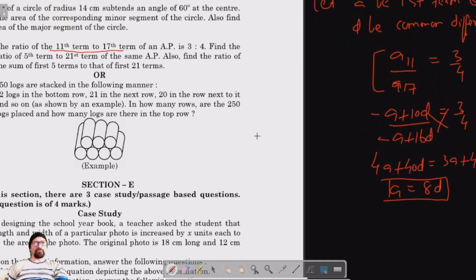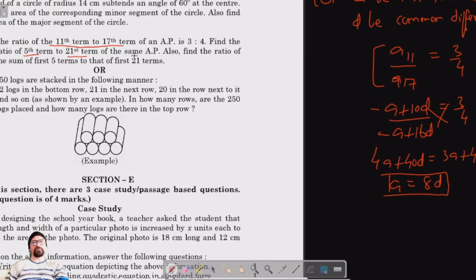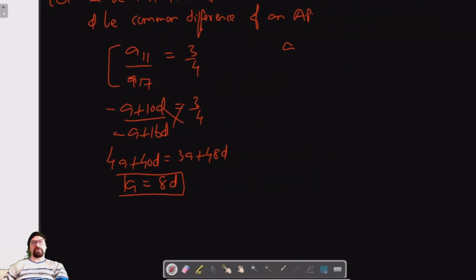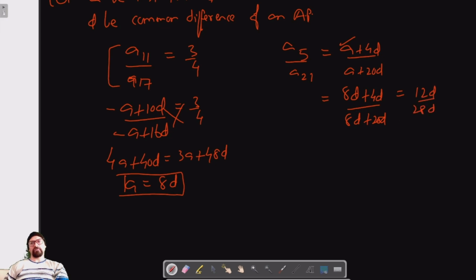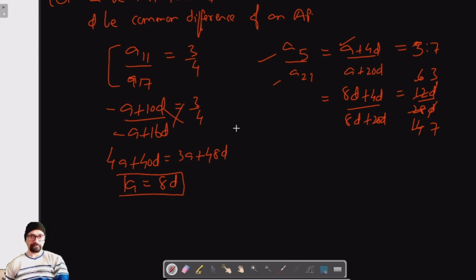So a is equal to 8d, and we have to find the ratio of the fifth to the 21st term of the same AP. The fifth term is a plus 4d, and the 21st term is a plus 20d. Now a is 8d, so this is 8d plus 4d and 8d plus 20d. So this is 12d and 28d. d and d get cancelled, giving 3 and 7. So the ratio is 3 is to 7 for the fifth and the 21st terms.